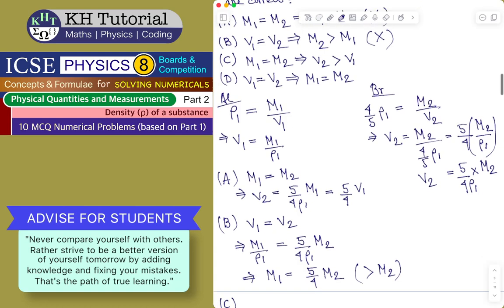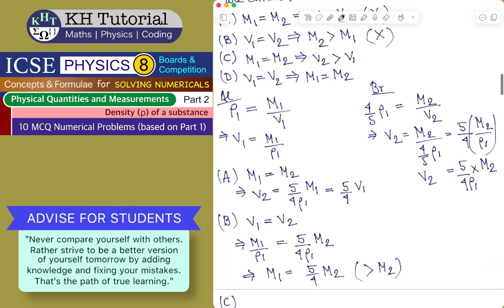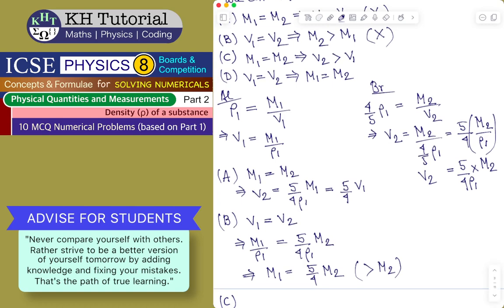Okay, so when we were having M1 is equal to M2, in choice A we saw that V2 is equal to 5 by 4 V1, and 5 by 4 V1 is definitely greater than V1. So we have V2 is greater than V1. So clearly choice C is correct. Since these are all single correct choice questions, only one choice will be correct.